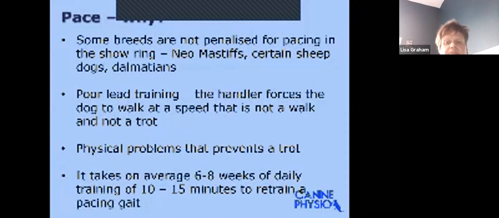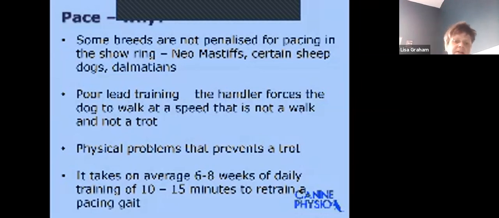You can have physical problems that prevent a trot. Pain is a big one. Elbow problems, hip problems, all kinds of different physical issues, and including internal problems as well. I've seen many dogs that have stomach problems, GI problems, pancreatic problems. A lot of these dogs will pace during flare-ups as well. So again, a thorough medical history is pretty important.